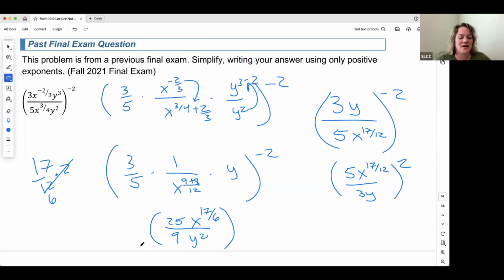See, not as hard as you thought. You can do this. Clean it up one step at a time. Separate it, think about each piece, move the smaller number, change the sign, and then if there's a negative, take the reciprocal, and then distribute that final exponent to all 4 pieces.